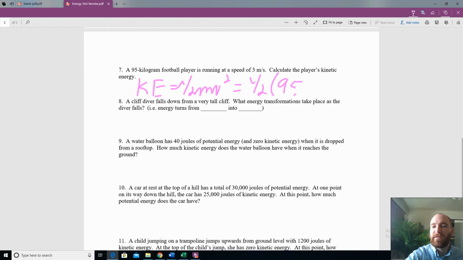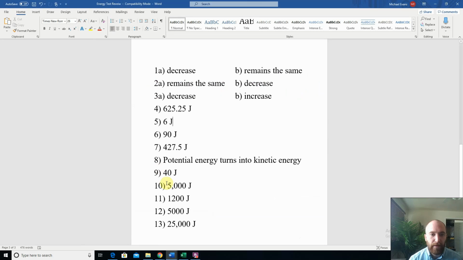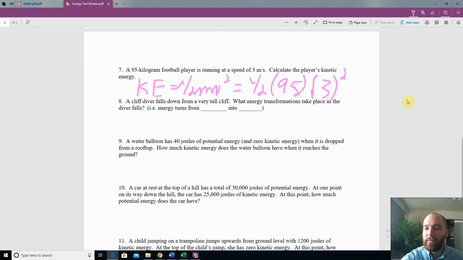We know that because mass is measured in kilograms. So that must be the mass. Times v squared. So that's 3. And we're not going to forget to square the 3. When you do your math, you have to do that 3 squared first. So it's 3 squared, which is 9, times 95 times 1/2, and I think that gives you an answer of, I gotta check, sorry, 427.5 joules. So, 427.5 joules.